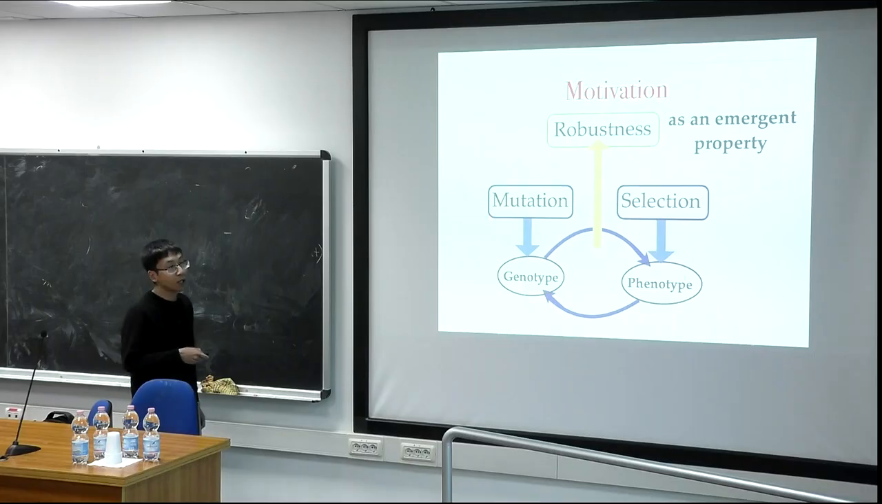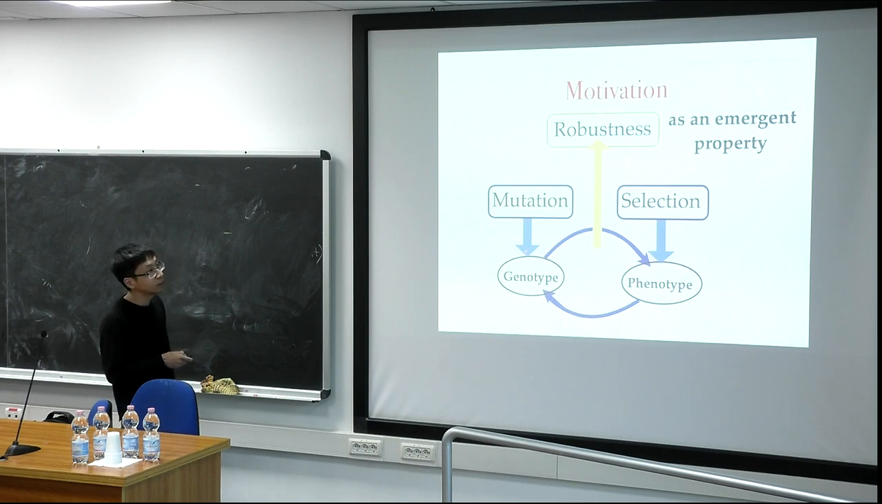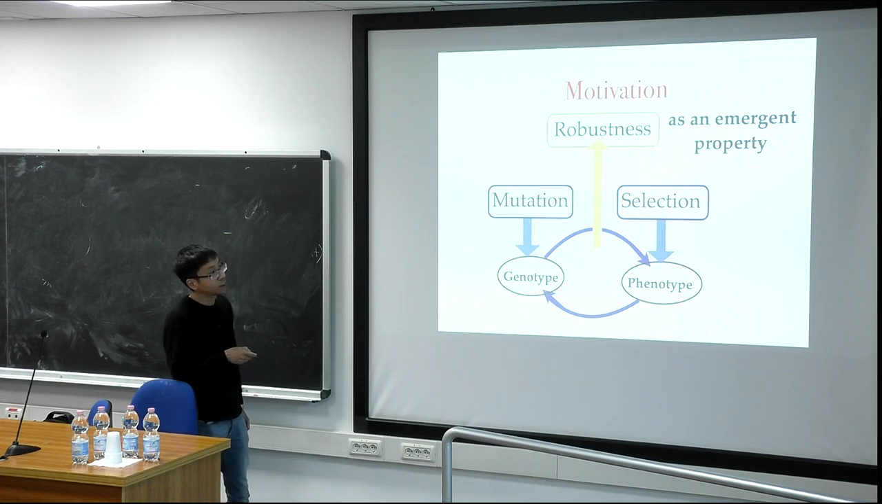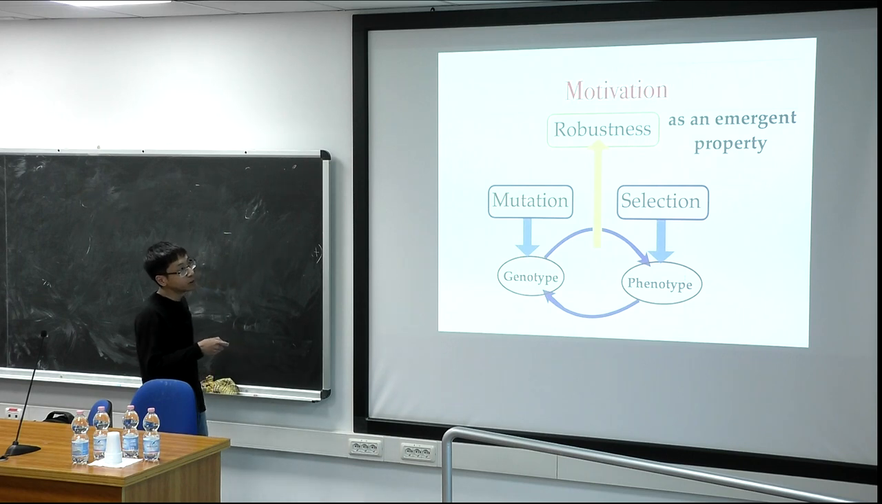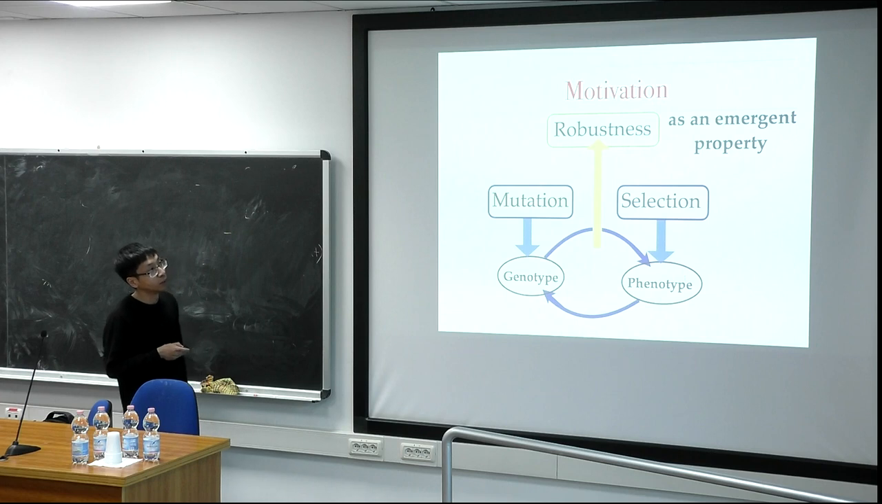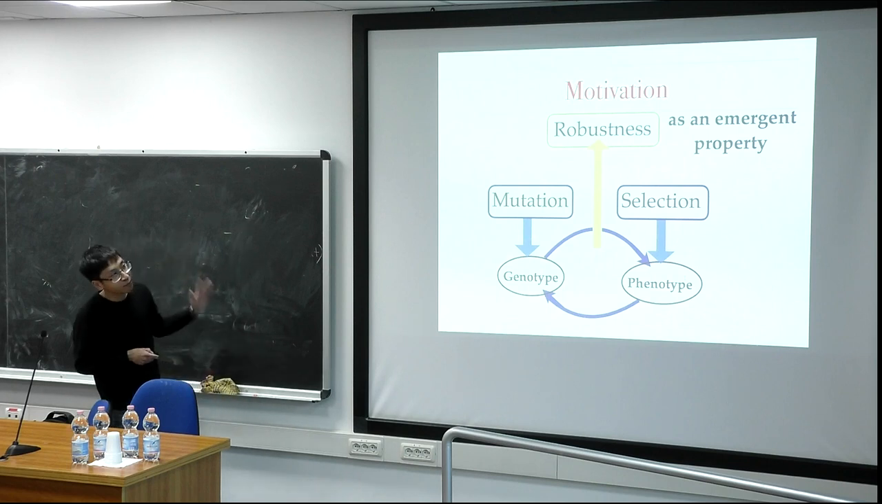We also know from more traditional theory established in biology that the genotypes can undergo mutations, and the selection based on fitness actually acts on the phenotype. Under the influence of this feedback loop and under the effect of mutation and selection, you may ask a question about the robustness of the system as an emergent behavior. An emergent property comes out from a system of many degrees of freedom interacting with each other. So this is the main question here.